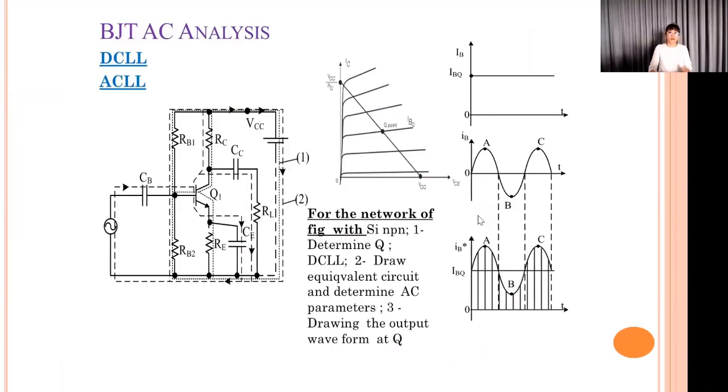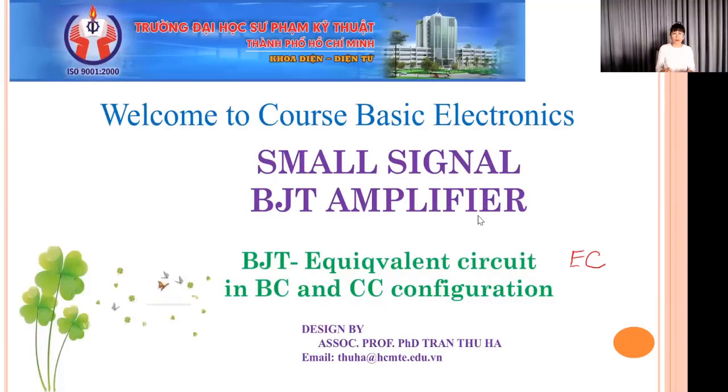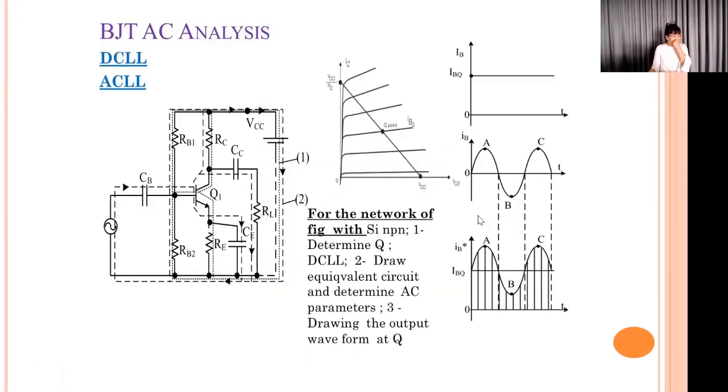Please write down today's title: BJT AC analysis, the small signal BJT amplifier and its equivalent circuit. This is the exercise. Please write down and draw for the network.